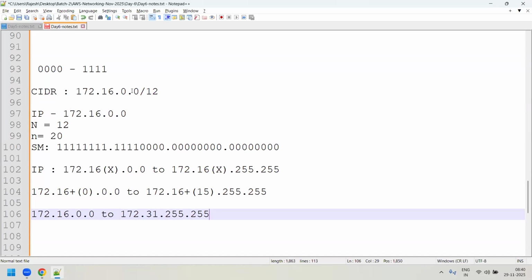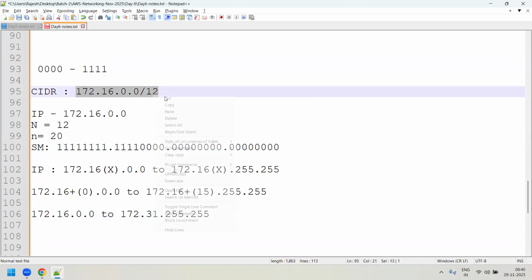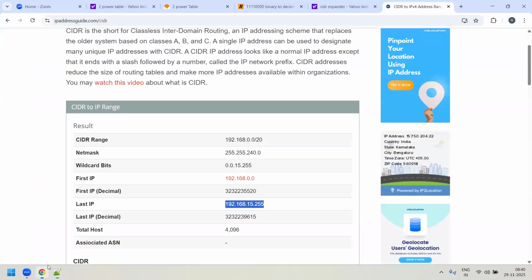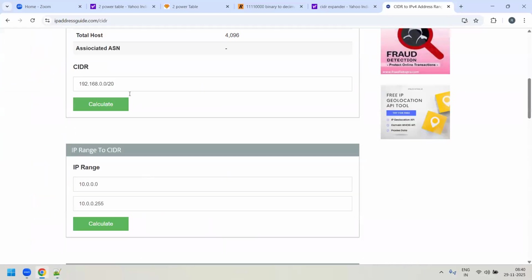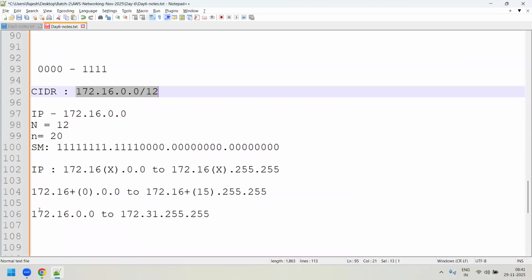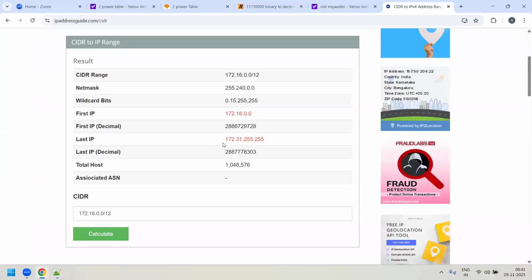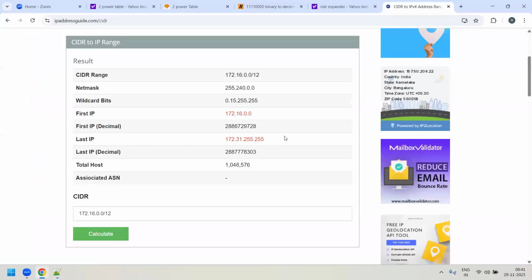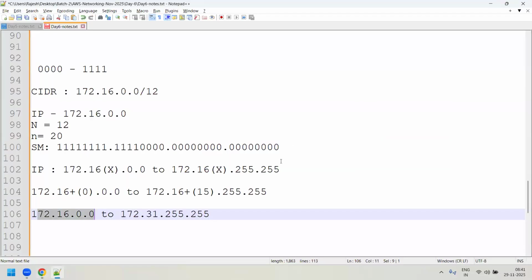So if I try to copy this, I'll go to the CIDR expander. See, the first IP address is 172.16.0.0, and the last IP address is 172.31.255.255. Am I clear on this, sir? Yes.